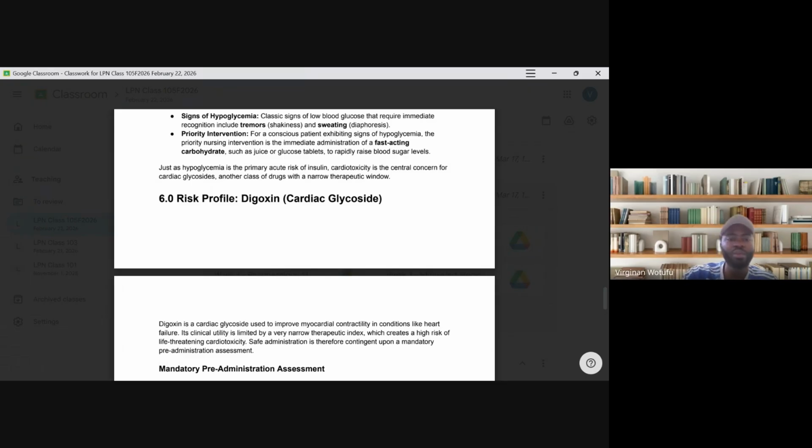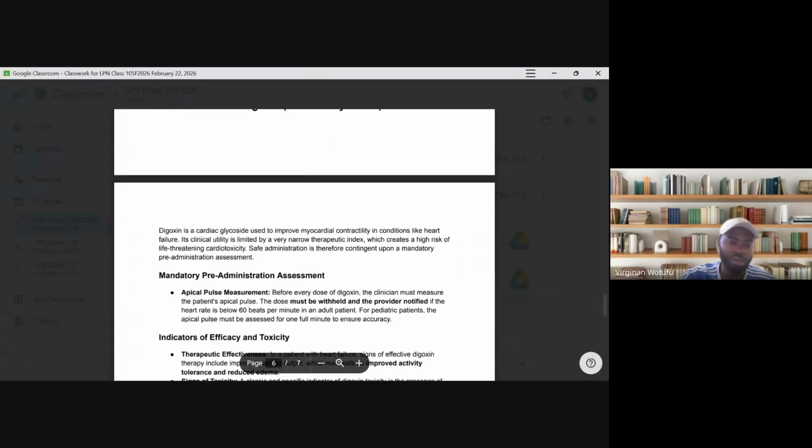So in administering a high alert medication like digoxin, what do you do? Your assessment, right? Patient assessment. And with the patient assessment, you count the apical pulse, right? And if it's less than 60 beats per minute for an adult patient, what do you do? You withhold the medication and you notify your provider. Is that correct? Yes.